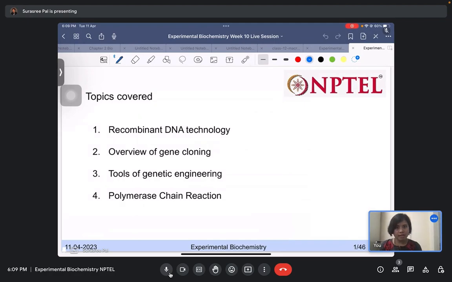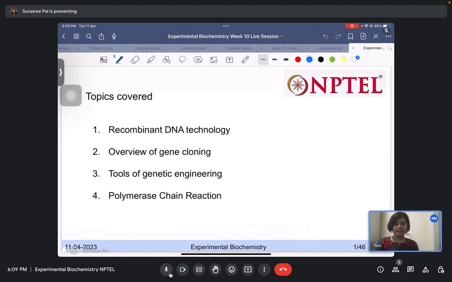Now, in today's session, we are going to cover these topics: recombinant DNA technology, overview of gene cloning, some tools which are required for genetic engineering, as well as PCR or polymerase chain reaction.